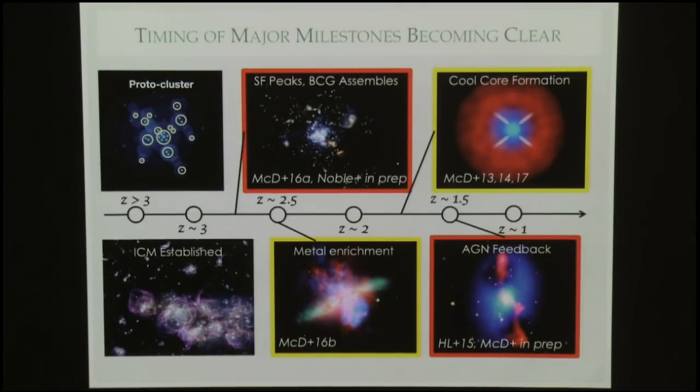So if you invite me back 4 years from now, I'll probably talk about what's in these red boxes. This is what we're working on right now, is really pinning down how these central cluster galaxies assemble and when they assemble and what are the important physics, and precisely when this feedback loop sort of tightened up to the extent that it is today. These are where we're putting our money right now.